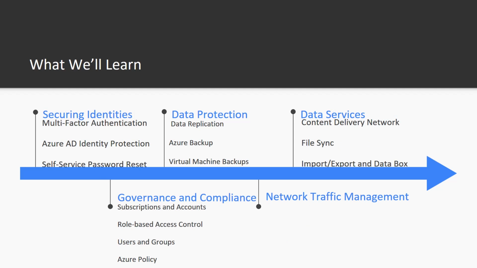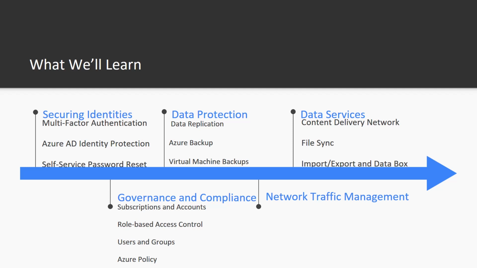Then about securing identities. Here we'll cover multi-factor authentication, Azure AD Identity Protection, and self-service password reset. Then we'll get into governance and compliance, subscription and accounts here, role-based access control, RBAC, users and groups, and Azure policy. Then we'll discuss data protection. Here we'll go into further depth into data replication, Azure backup, and virtual machine backups. And of course about data services. This would be the last section. And here we'll discuss content delivery network, file sync, and import, export, and data box, of course.